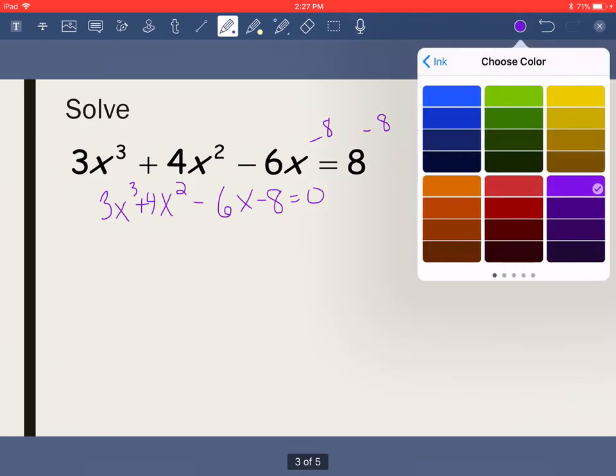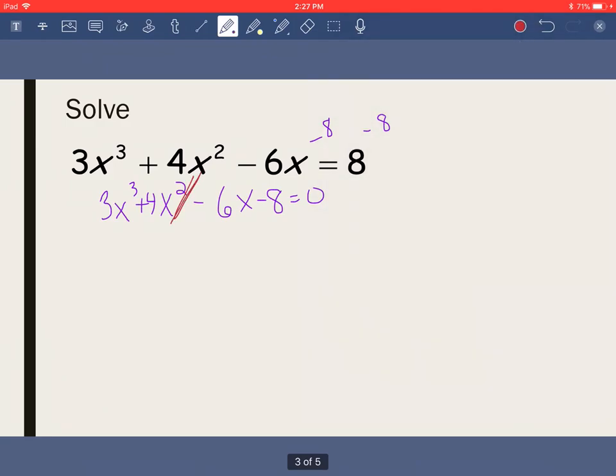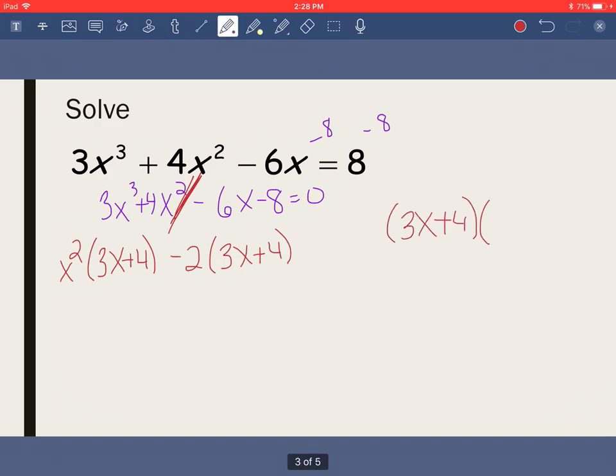Now I have 4 terms, so I'm going to split it in half. So the left side, 3x cubed plus 4x squared, I'm going to factor out an x squared, and I'm left with 3x plus 4. On the right side, I've got negative 6x minus 8, so I can factor out a negative 2, and I'm left with 3x plus 4. My parentheses match, which is good, so one of my factors is 3x plus 4. My second factor is the leftover stuff, so x squared minus 2.